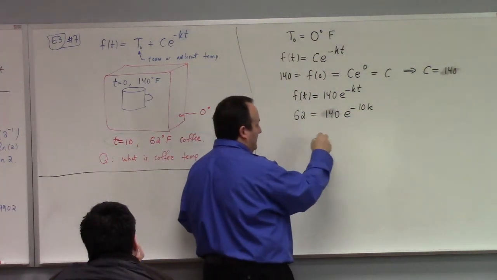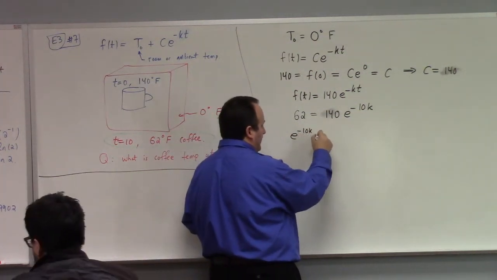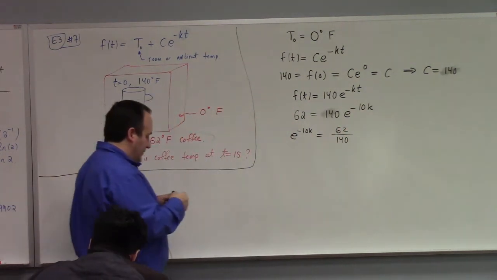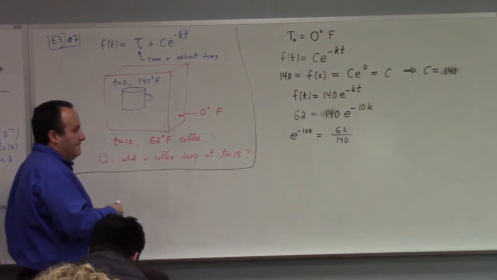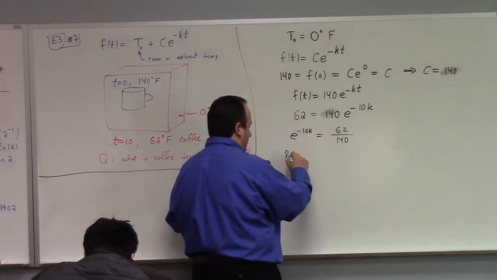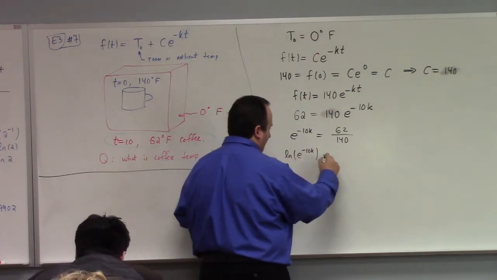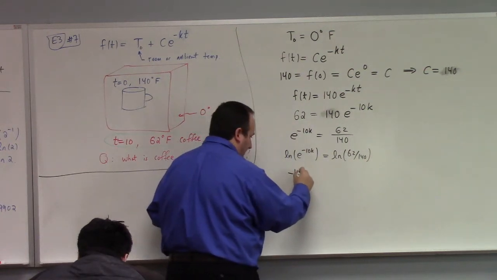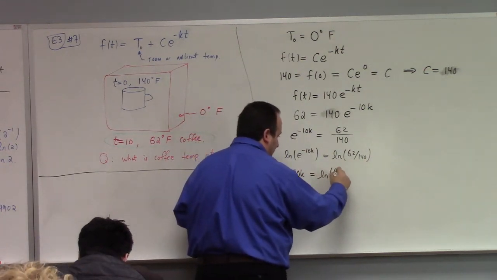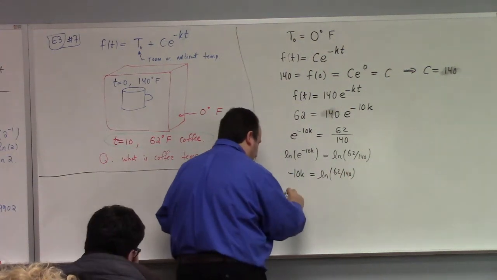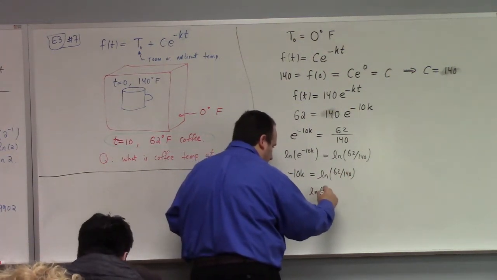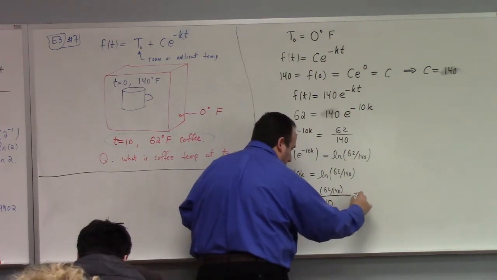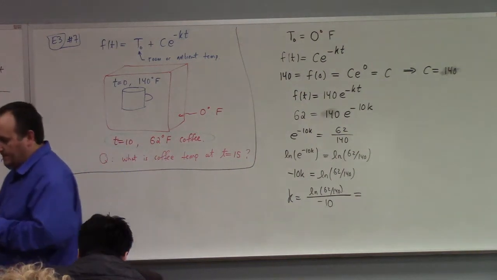So what do you guys say? How about divide by 140, right? e to the minus 10k is equal to 62 over 140. Take the natural log of that, what do you get? We get minus 10k equals the log of 62 over 140, which gives us k is equal to the log of 62 over 140, divided by minus 10. So what's my k?